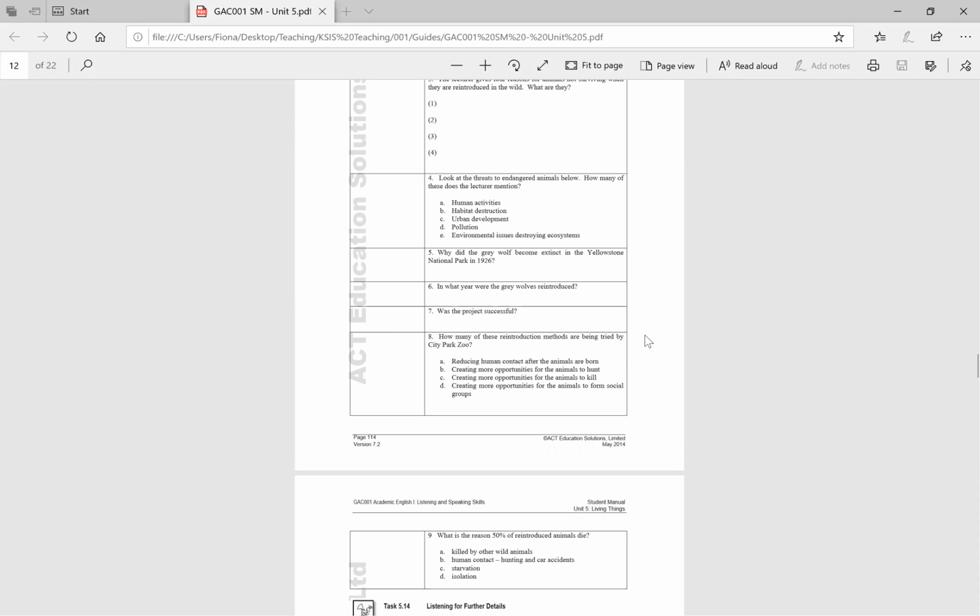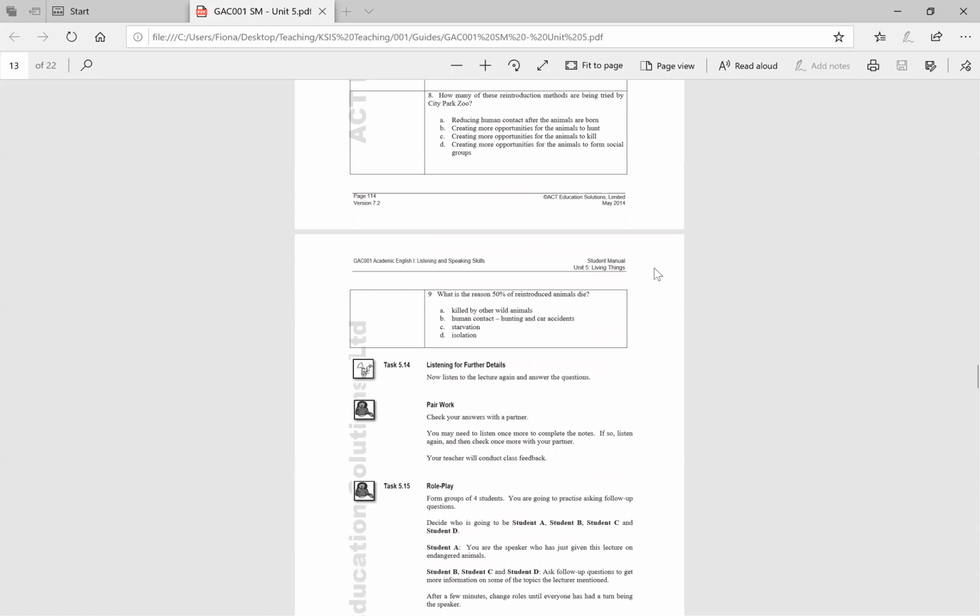How many of these reintroduction methods are being tried by City Park Zoo? A, B, C, or D? Nowadays, City Park Zoo's mission is to find ways to improve our reintroduction methods. This includes experimenting with how to reduce human contact with the animals after they are born. Okay, so he's just mentioned reducing human contact, so A.